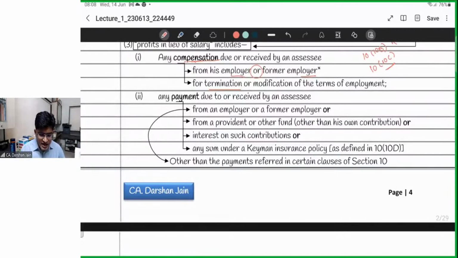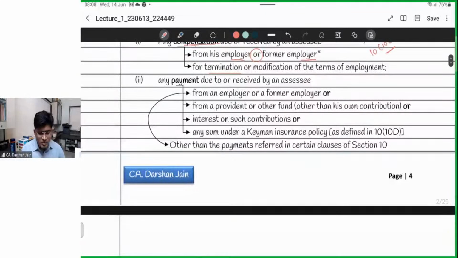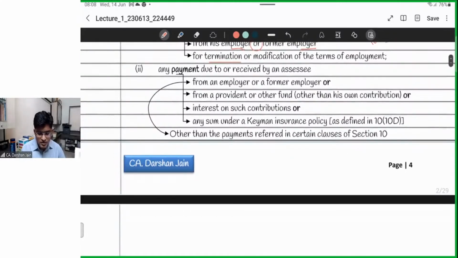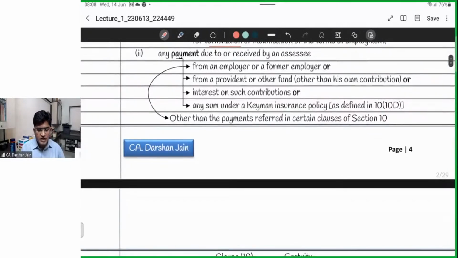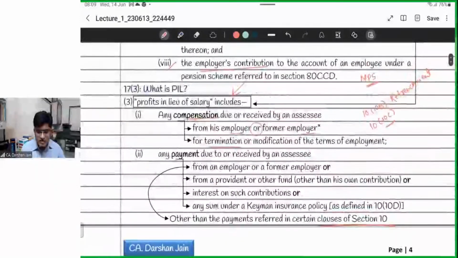Then further, any payment due or received by an assessee from an employer or a former employer. So even if it is a former employer, still it is covered. From provident fund, as far as employer's contribution is concerned, that would be profit in lieu of salary, subject to, obviously, exemptions which are provided. We'll discuss the exemption. I have already told you that 10(10)(b) gives you exemption in respect of retrenchment compensation. So even if it is profit in lieu, yet it would be specifically exempted.